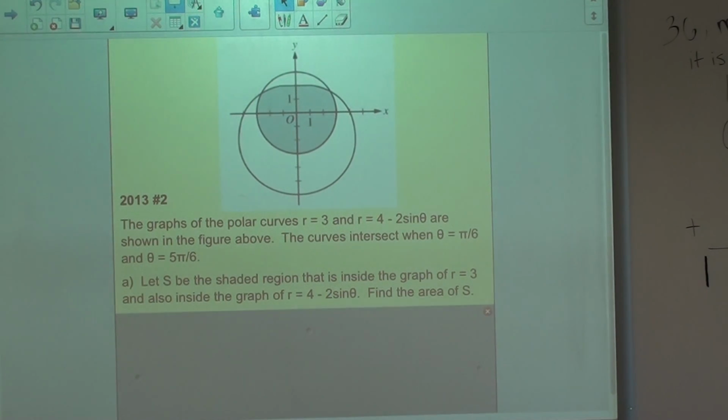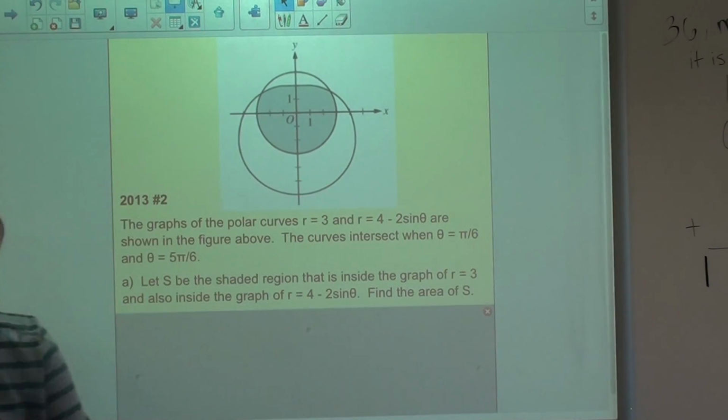Pi over 6. And then your upper limit. And then it'll give you the answer, but you'd still have to times the half. I didn't put the half in, but yeah. Alright, thank you. Oh, I see what you're saying. Okay.